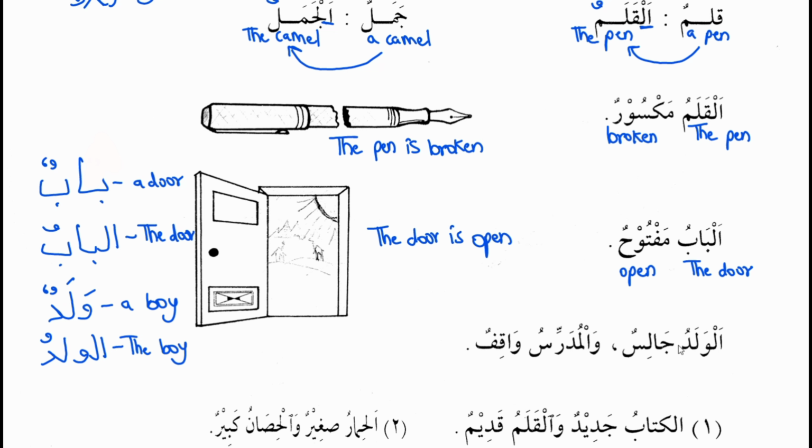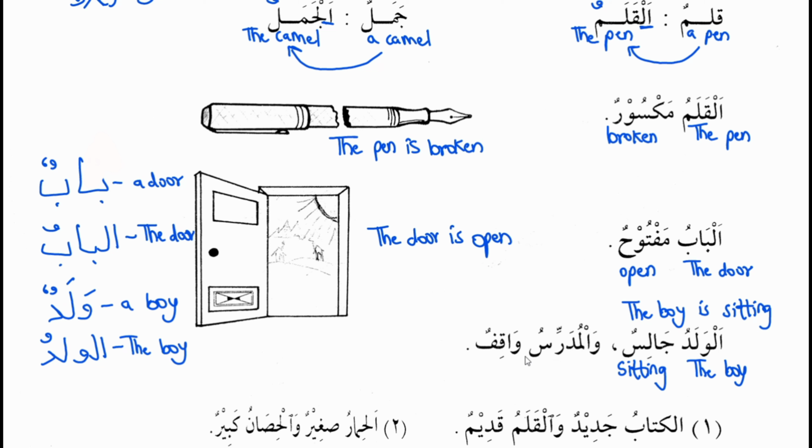Here it is written al-waladu jalisun. Al-waladu means the boy. Jalisun means sitting. So al-waladu jalisun means the boy is sitting.